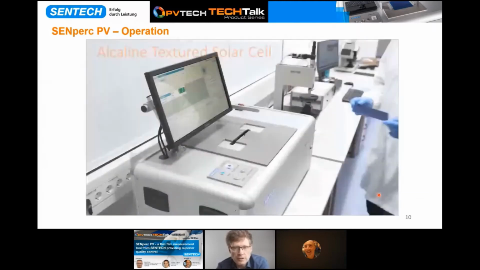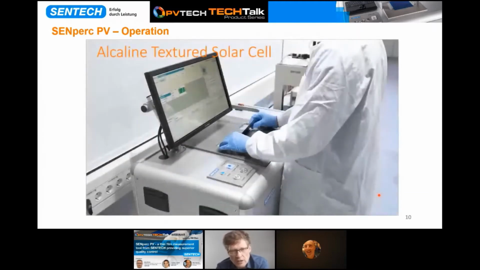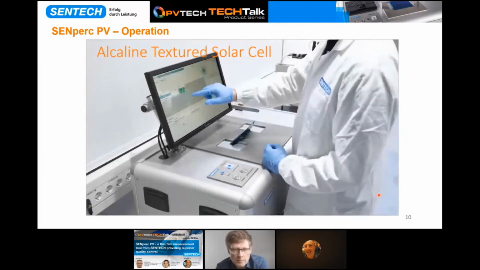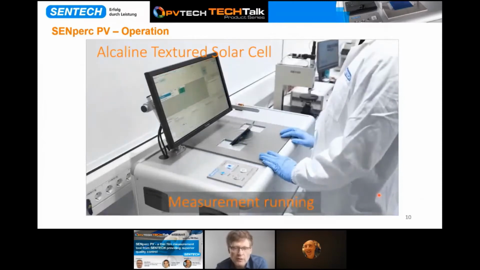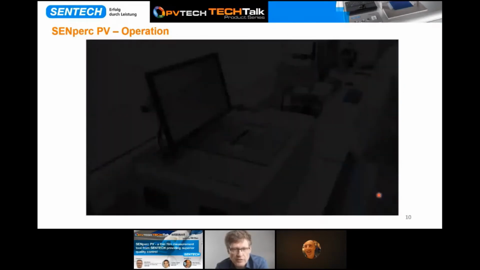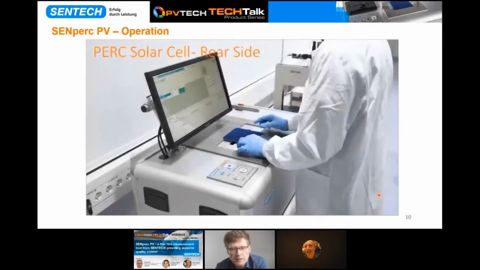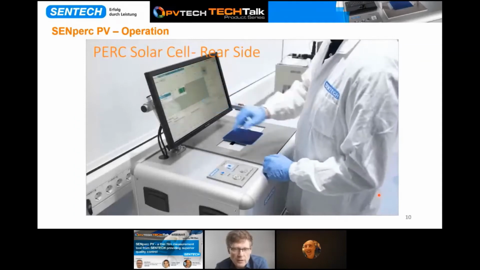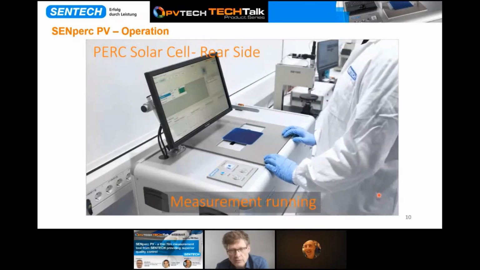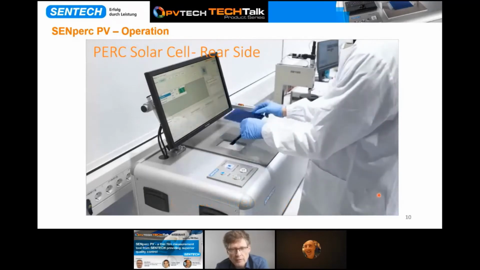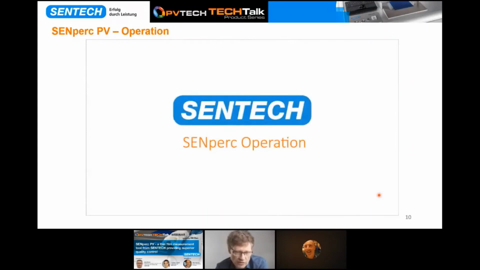So here the video starts. We see the alkaline textured solar cells put into the slit in the slanted position. Now the measurement is running because the start button was pressed. A couple of seconds later, the measurement is finished, results are shown, and the sample can be taken away. And here is the way to place the acidic textured surfaces, simply laid flat. Also, measurement time only took a few seconds, and the operator can leave the system immediately.